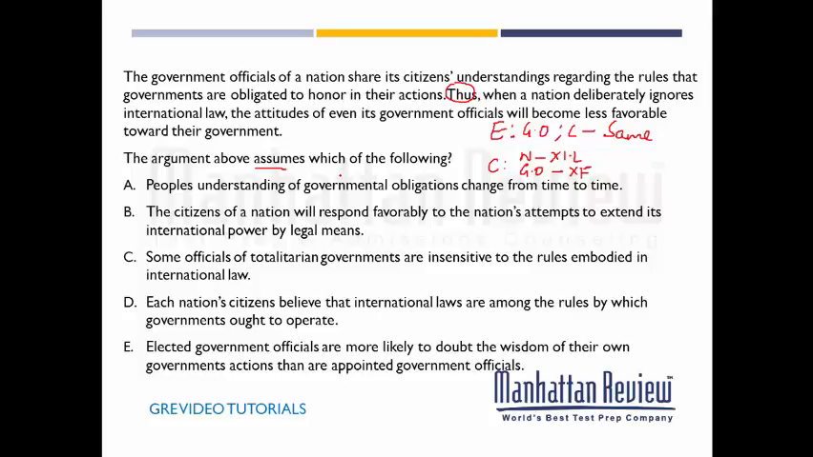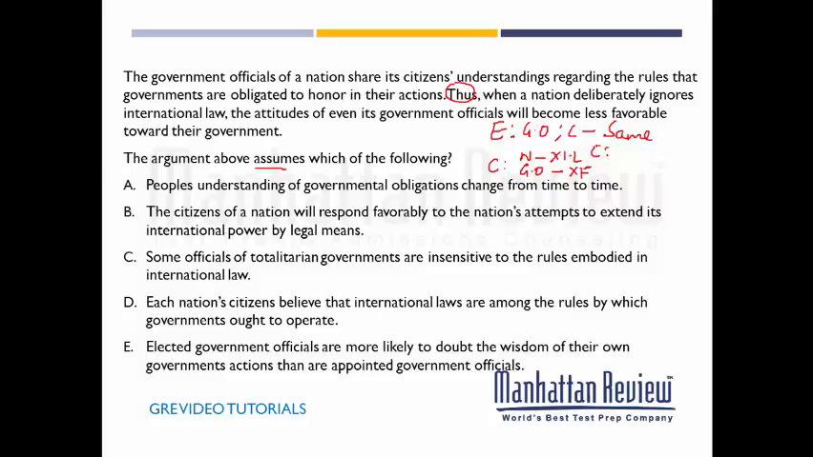Now, an assumption is something that bridges the gap between the evidence and the conclusion. The evidence says that the officials and the citizens have the same understanding. The conclusion says when a nation is ignoring international law, the attitude of the government officials will become less favorable. So in other words, the author's conclusion is that the government officials want the nation to follow international law. Now, the missing link between the evidence and the conclusion is what the citizens believe. If the government officials want the nation to operate international law, the citizens will also have the same opinion.